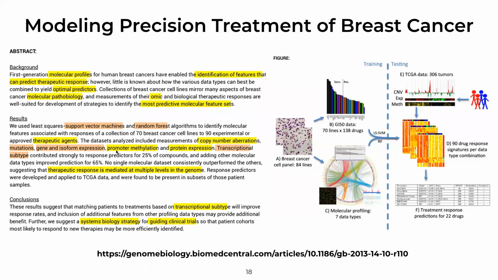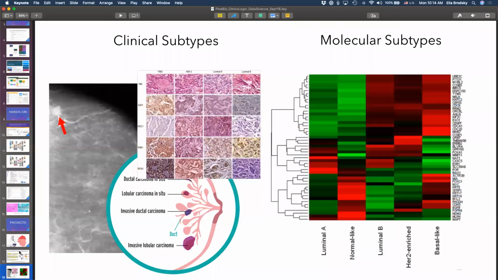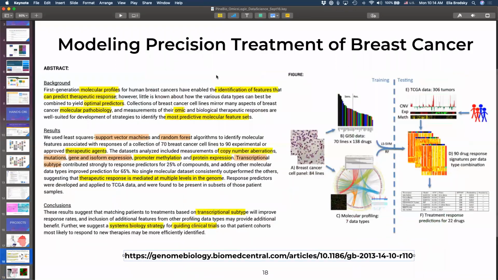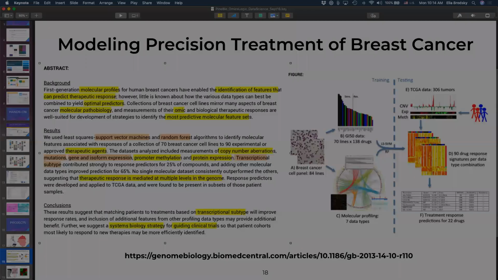This is essentially an abstract from a paper called Modeling Precision Treatment of Breast Cancer, right? So this is just an example. And you can see down here that we have this link. Let me paste that in chat. Okay, so we have this paper.